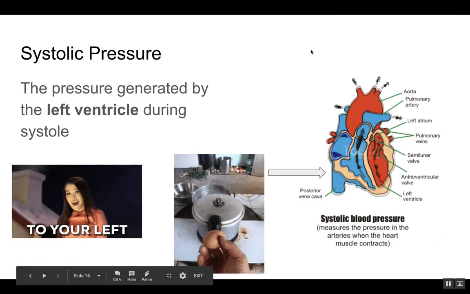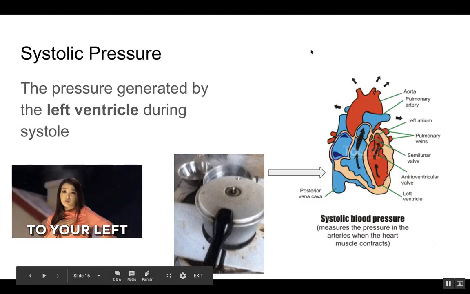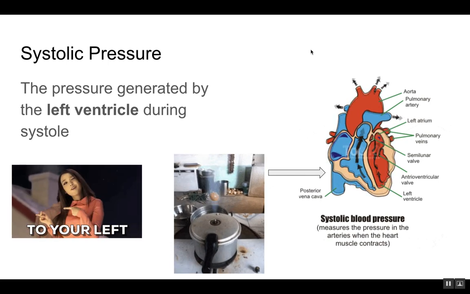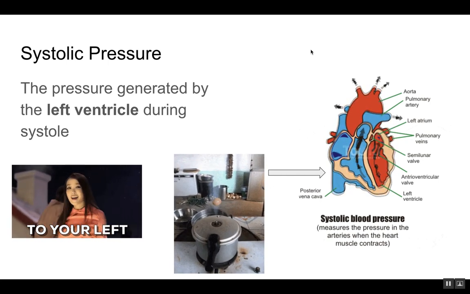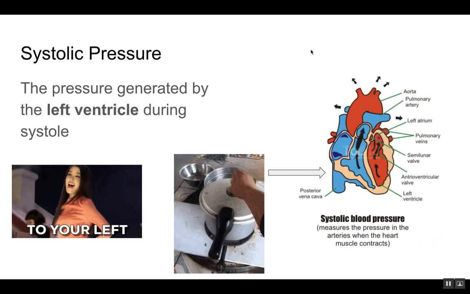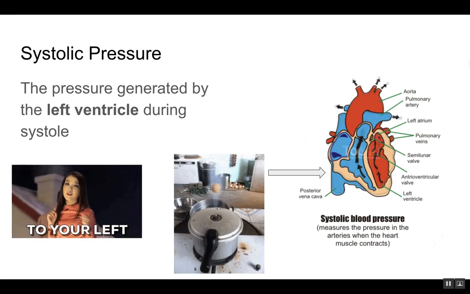Our last vocab word here in this lesson is systolic pressure. This is the pressure generated by the left ventricle during systole. The left ventricle is the one that pumps the blood away from your heart. This is the pressure generated when that happens.